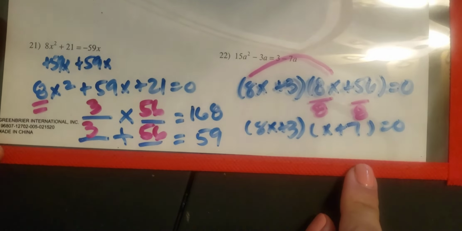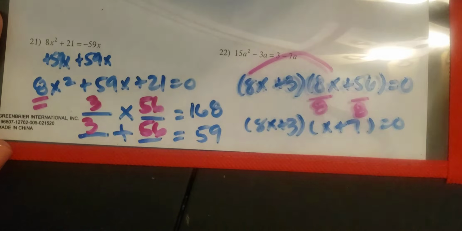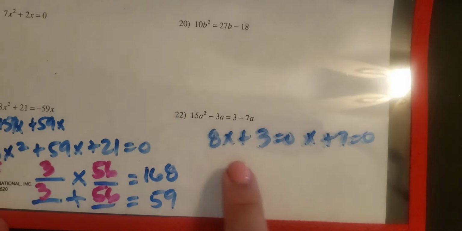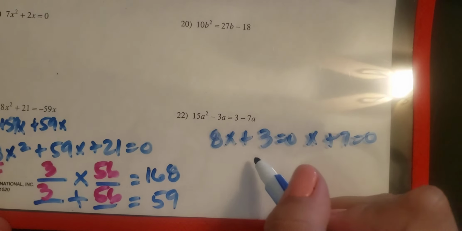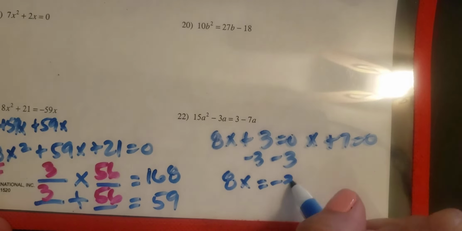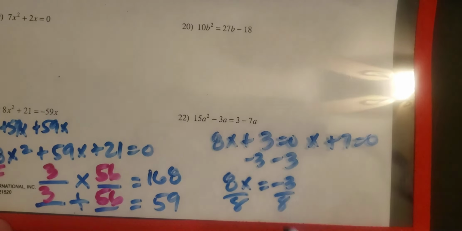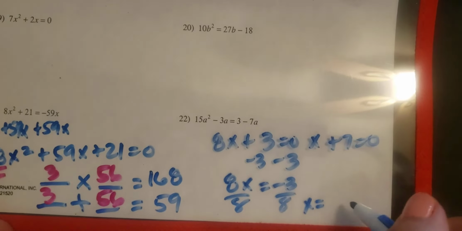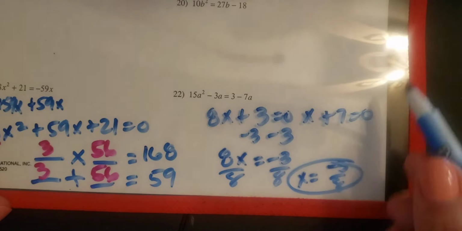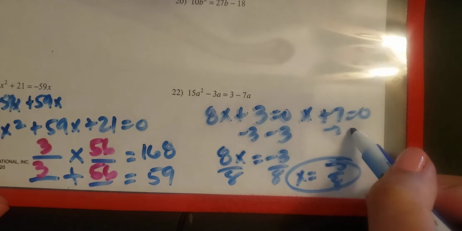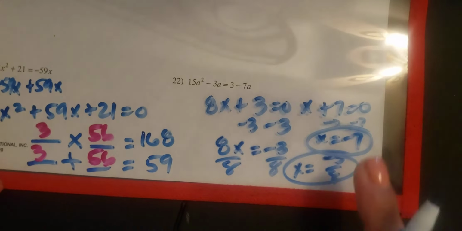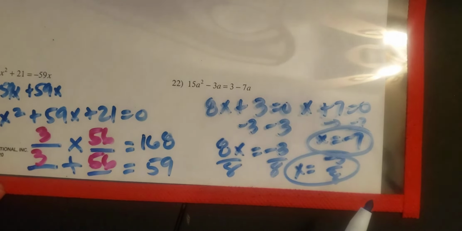So now that you have these, go ahead and set each one equal to 0 and solve for it. I had to erase it because I didn't have enough room. So 8x plus 3 equals 0. We're going to subtract 3 from both sides, and then we're going to end up with 8x equals negative 3, and then divide by 8 on both sides. So our first solution would be x equals negative 3 over 8. And that's one of our solutions. In the second one, we're going to subtract 7 from both sides, and x equals negative 7. And that's it. So these are our two solutions.